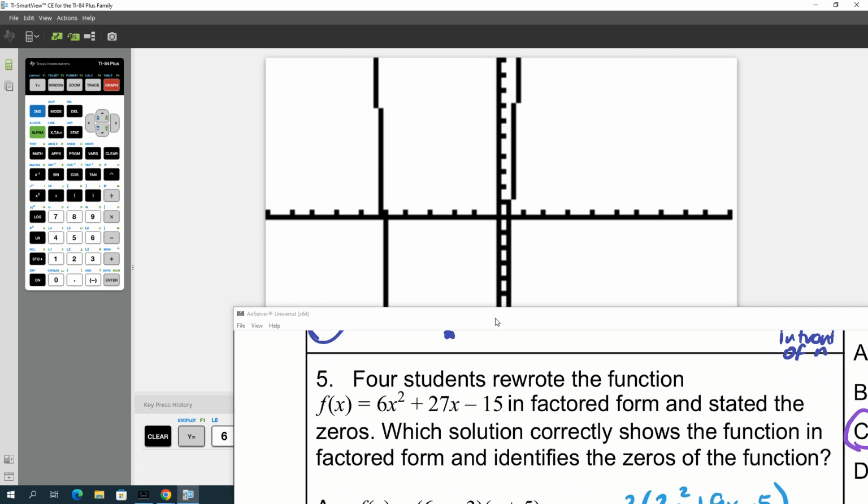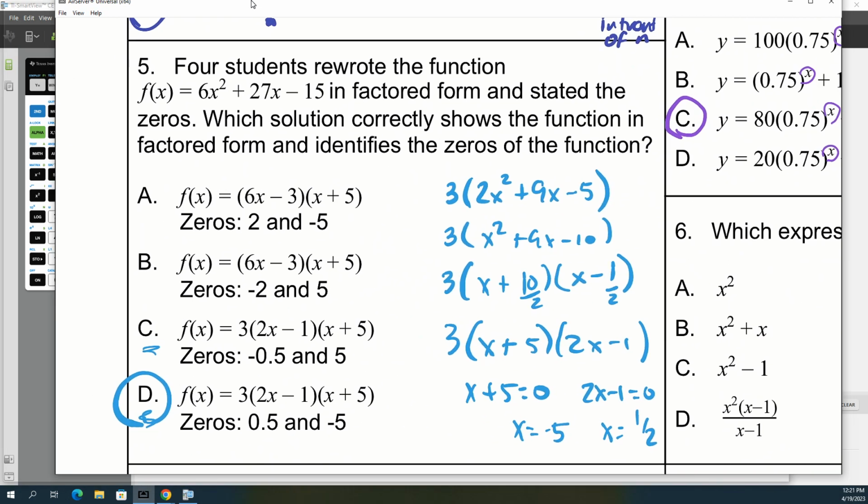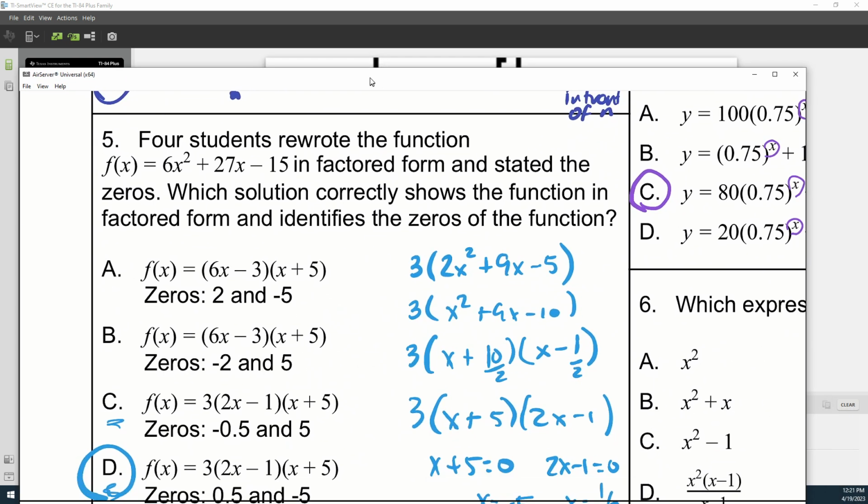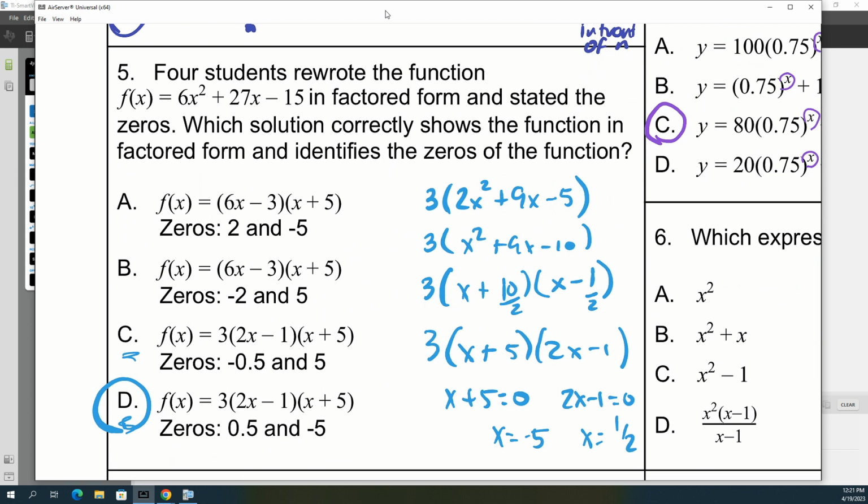Okay, so the zeros are where it crosses the x-axis. So this one has 2. It has one there and it has one there. And so if you're looking at the answer choices, it's definitely -5 for that one. And then the other one is between 1 and 0, which is going to be the positive 0.5. So it's way easier to just look at the calculator, pick out which one has the zeros that match, 1/2 and -5.